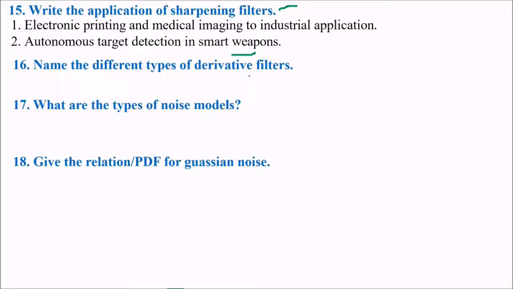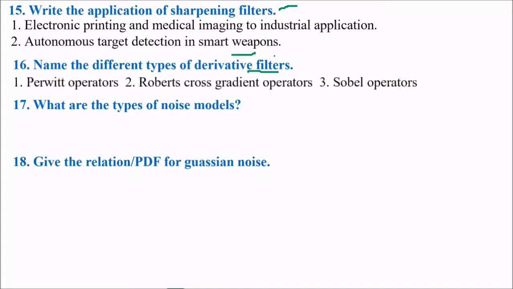Name the different types of derivative filters. Del X by del Y, which we have seen. So we have Prewitt filters, Sobel filters, and Roberts filters, which is called the Roberts cross gradient filter. So Sobel, Prewitt, and Roberts are derivative filters.